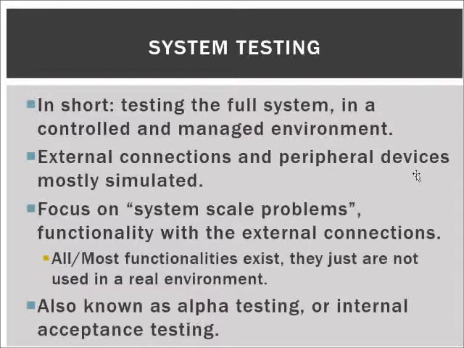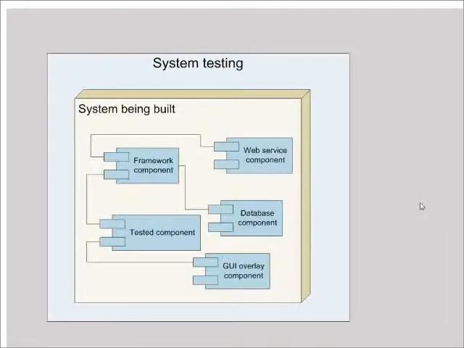So overall, the system testing phase is also known as alpha testing, especially in games, or internal acceptance testing in some literature. It means that since all or at least most functionalities exist, we can start doing testing work on the full product, but we are not yet necessarily using the right real-life information or the full server cluster or anything like that. So finally, going to our picture of what is tested, the system being built is actually the entire system being tested.